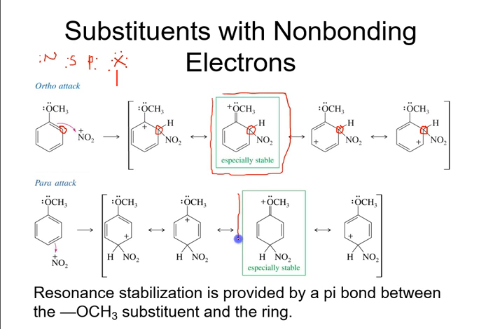Same thing down here. Especially stable. Why is it especially stable? Well, when you have a plus charge at the tertiary position, these lone pairs can actually pop down to form a pi bond there and put the plus charge here. Okay. Now, if you go back to here, we're at the para position again. This group is an ortho-para director. So same thing. These lone pairs can pop down to form the double bond there.